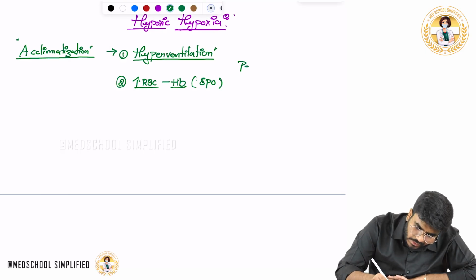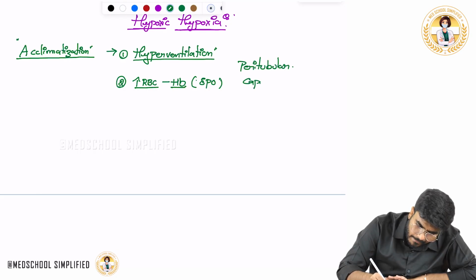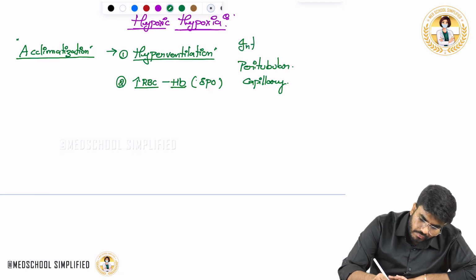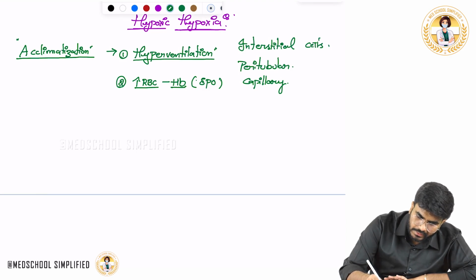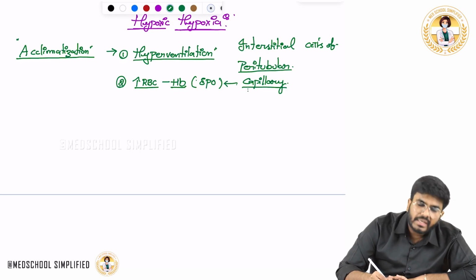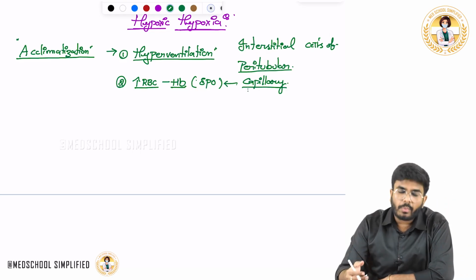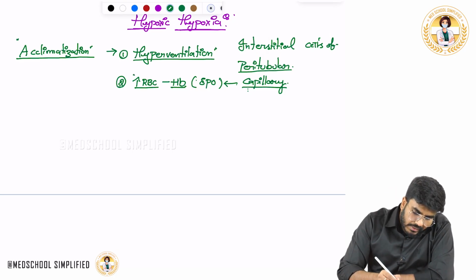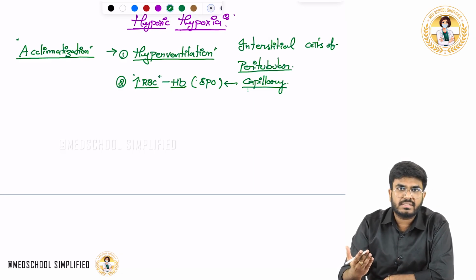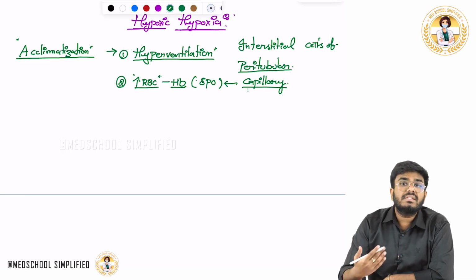erythropoietin. So peritubular capillary cells, to be precise, interstitial cells of peritubular capillaries, are going to produce this erythropoietin immediately. When you go to high altitudes, erythropoietin is produced within hours, and that erythropoietin will stimulate the production of RBCs. Even though it takes days for the production of RBCs, almost 5-6 days, this erythropoietin is increasing the number of RBCs.